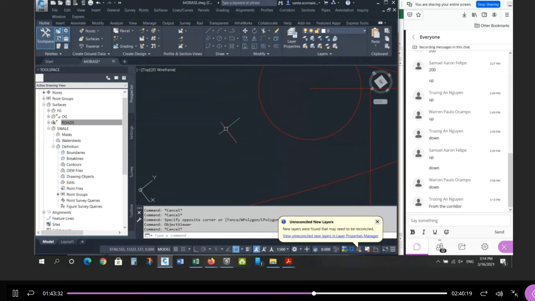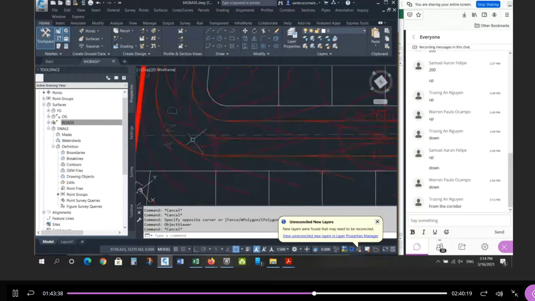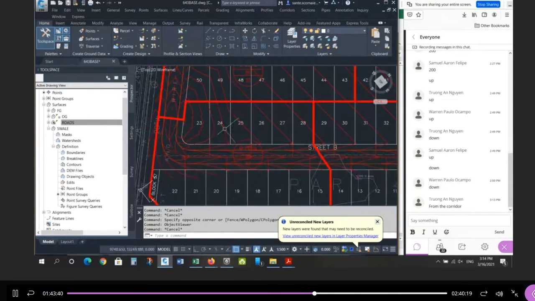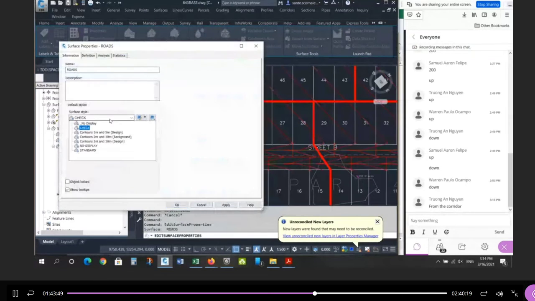Okay, so it comes from the road corridor surface model. That's the source data. There's actually a way of getting that information more accurately. I'll show you that in a moment.